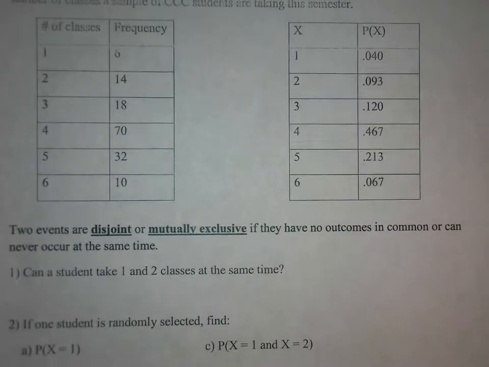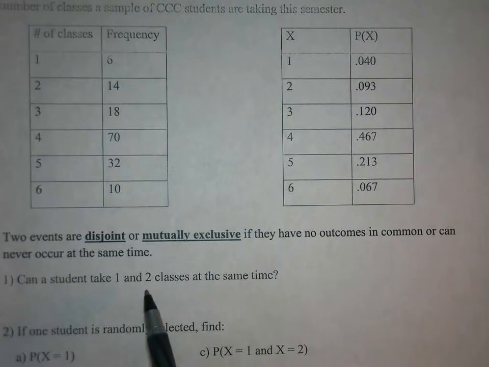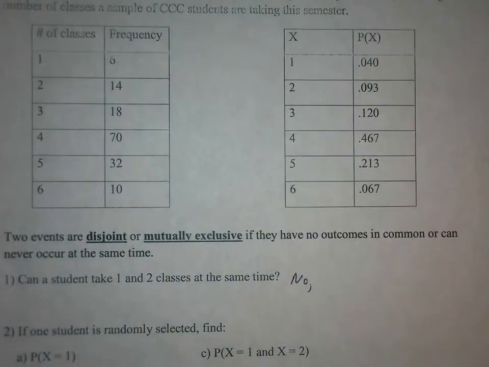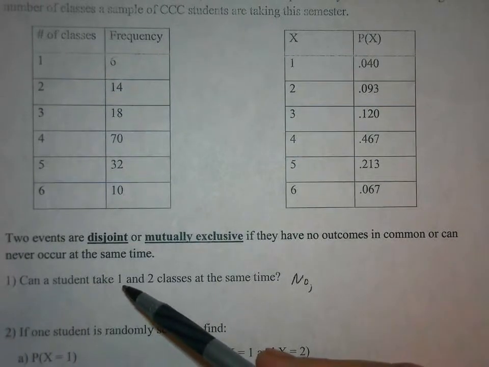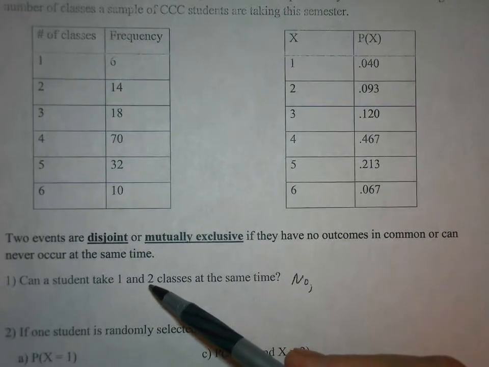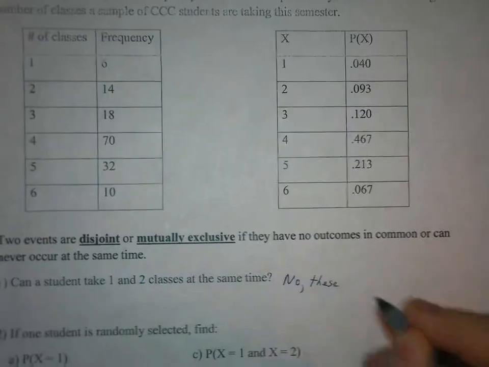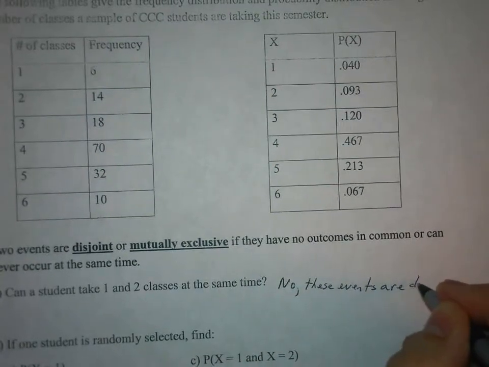So in this example, can a student take 1 and 2 classes at the same time? So when a student from the sample was asked, how many classes do you take? Could they say they take 1 and 2 classes? Well, no. They would only say they're taking the number of classes that they're taking. A student may say they take 1 class, but that same student is not going to also say they're taking 2 classes. So no, these events are disjoint or mutually exclusive.